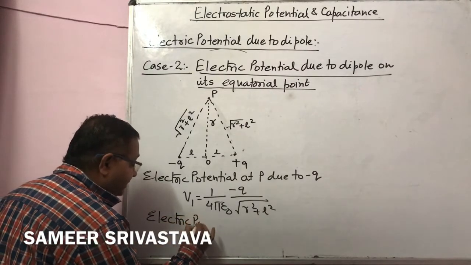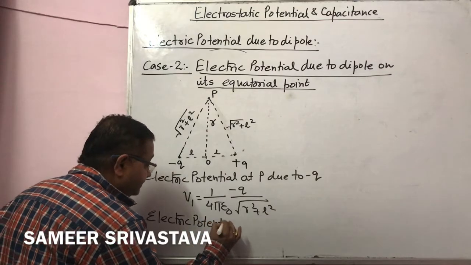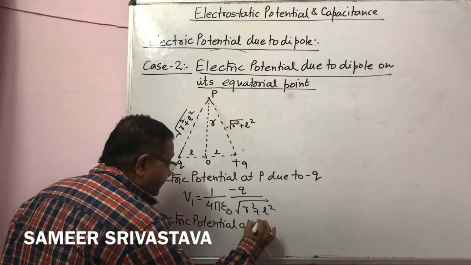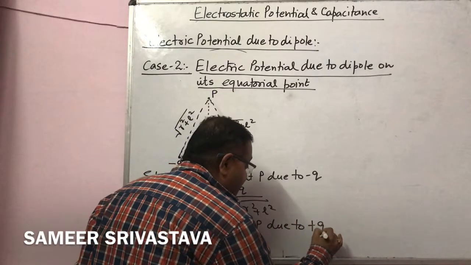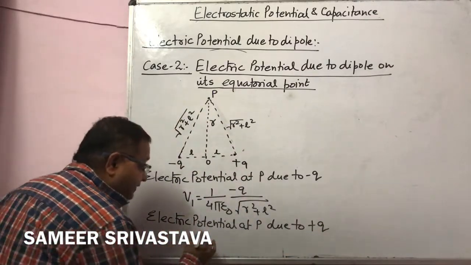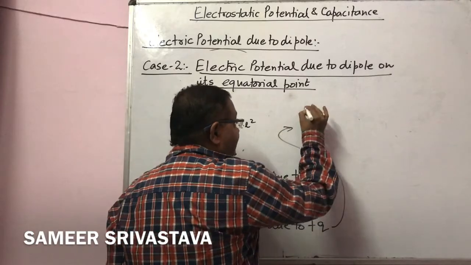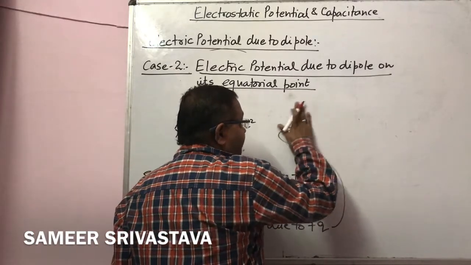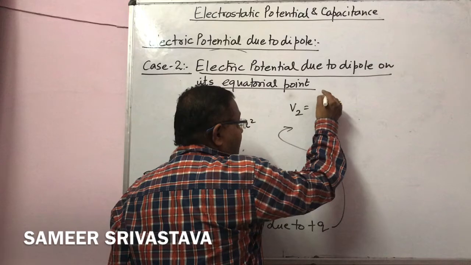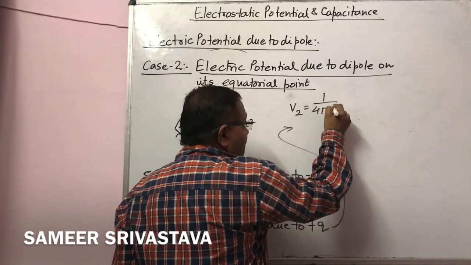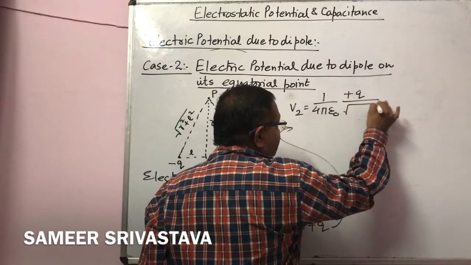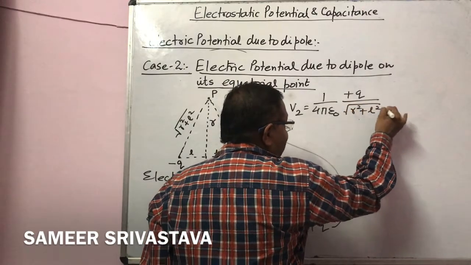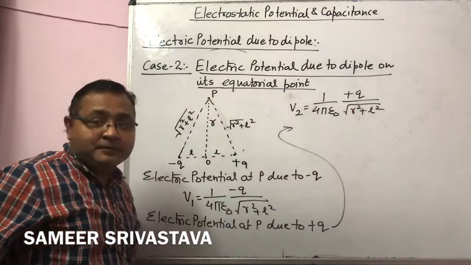Similarly, we have to find the electric potential at P due to the positive charge plus q. What formula can we write here? If I call this V2, this is 1 upon 4 pi epsilon naught plus q upon under root r square plus l square. This distance is again the same, right?